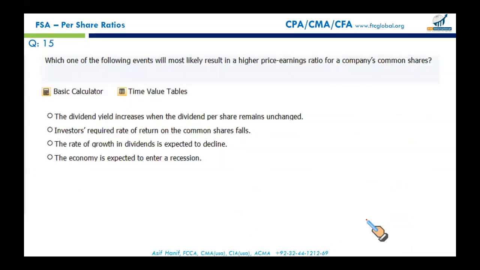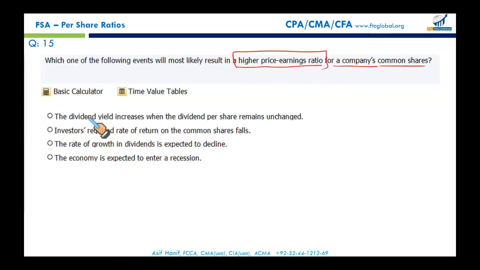This is an amazing question, which means you will do it. Which of the following events will most likely result in higher price earning ratios for the company's common shares? We need a situation where we have a higher price earning ratio. Let us check each and every option and convince ourselves we have got the right option.